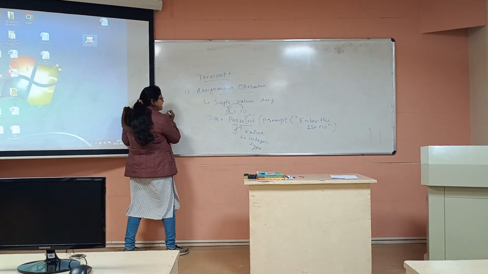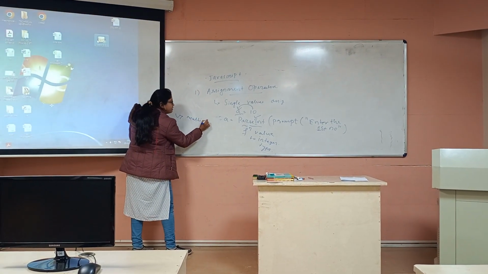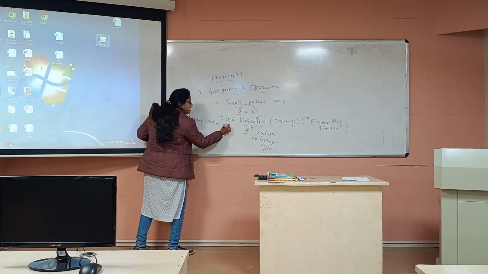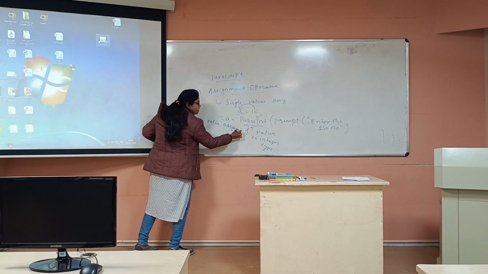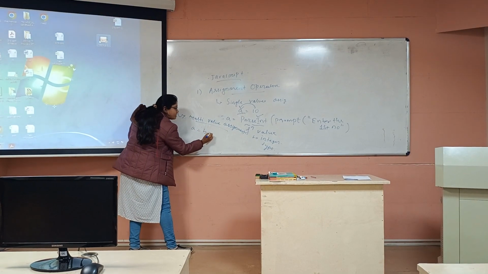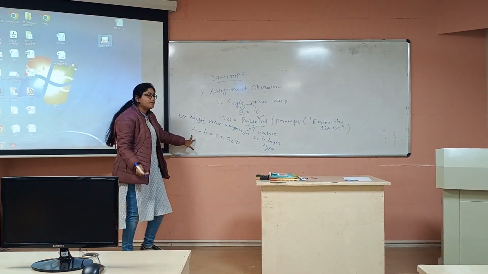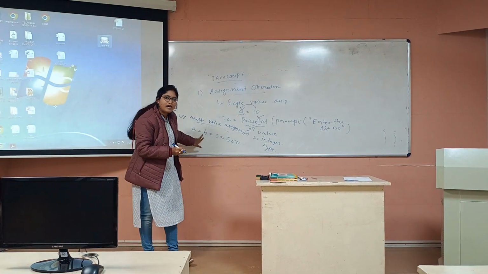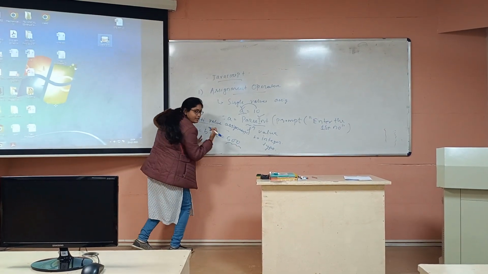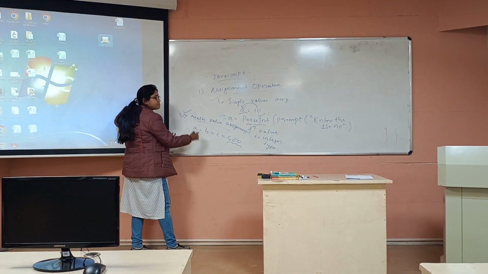So the second one is called the multi value assignment operator. In the second one, we can say that a equal to b equal to c equal to 500. So here multiple variables are holding the value 500. So this is called single value and this is called multi-value.